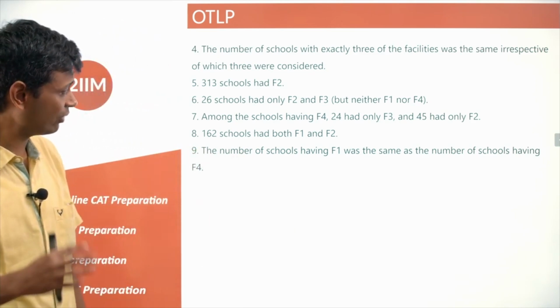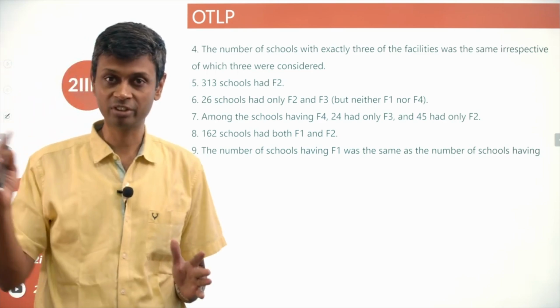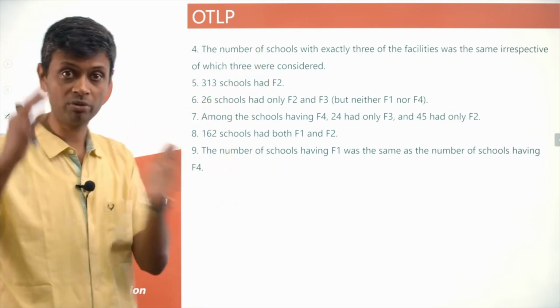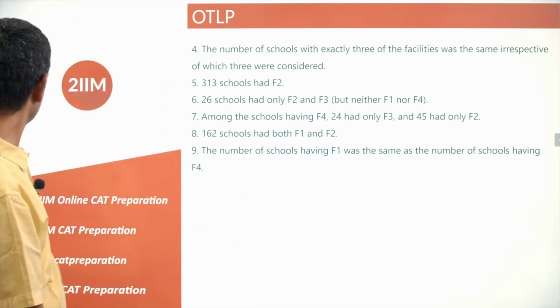The number of schools having F1 was the same as the number of schools having F4. I'm not going to process all of this, but I have a sense. This is giving us 4 numbers. This is one large number of F2 and then assorted bits and pieces. I want to capture this data.